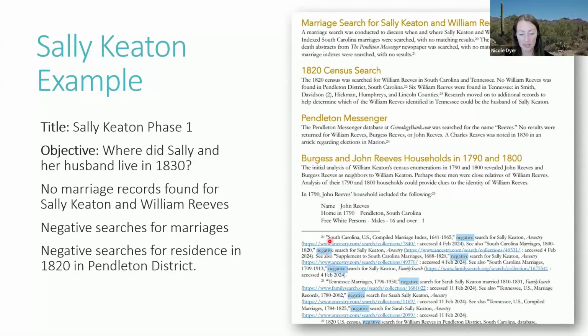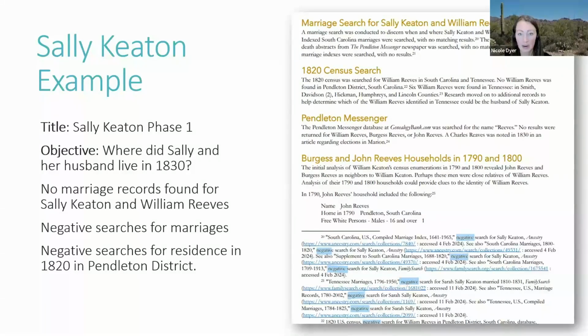So you can see that I did an online search through several different databases. Then the next sentence is the book with marriage and death abstracts from the Pendleton Messenger newspaper was searched with no matching results. Tennessee marriage indexes were searched with no results. And footnote 21 goes down to the Tennessee marriages that I searched. And I guess I forgot the footnote here for the book. I probably need to add that in.